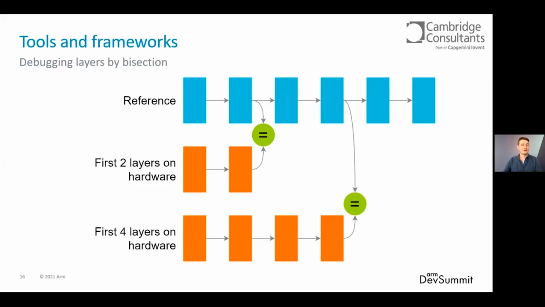The first is bisecting a model into two parts and running just the first part on the hardware. The output of this truncated network can be compared against the reference model in the original framework. Sliding the point where the model is split along the depth of the network and rerunning can pinpoint where the two diverge without having direct visibility of what is happening inside the hardware.